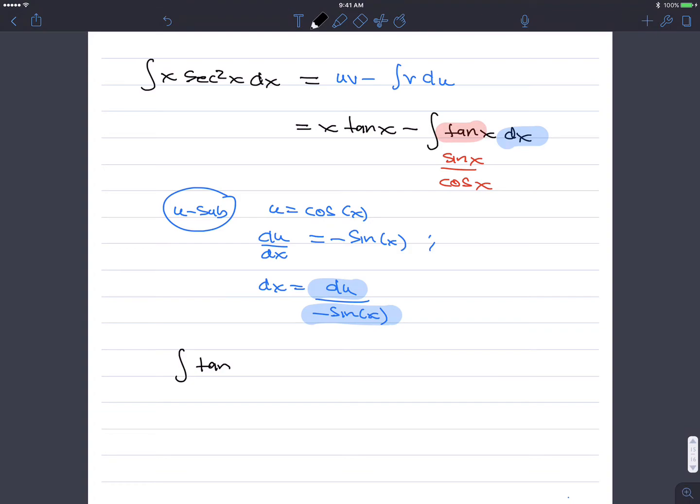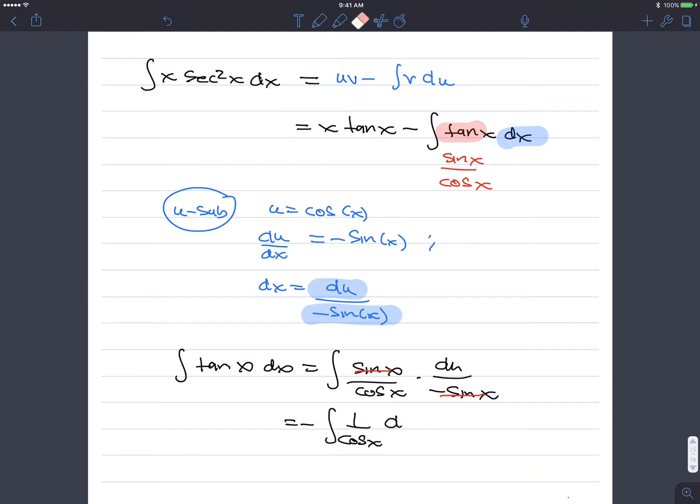The integral of tangent x dx will be the integral of sine over cosine times du over minus sine. Notice again what happens. Your signs will cancel. So you have this negative integral of 1 over cosine x du. And don't forget now that this is negative 1 over u du, which is minus natural log absolute value u plus your constant c.